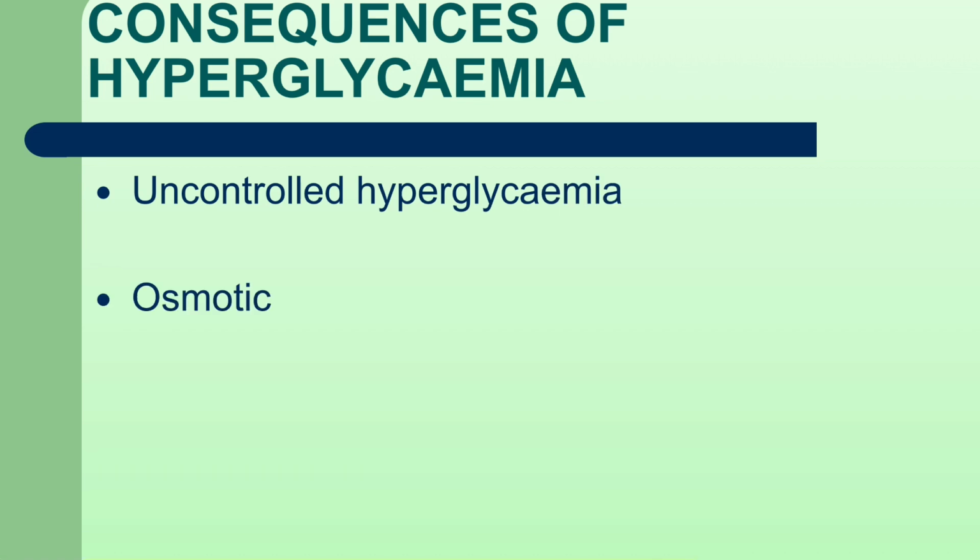Consequences of hyperglycemia. Uncontrolled hyperglycemia. Osmotic diuresis. Dehydration. Renal shutdown.